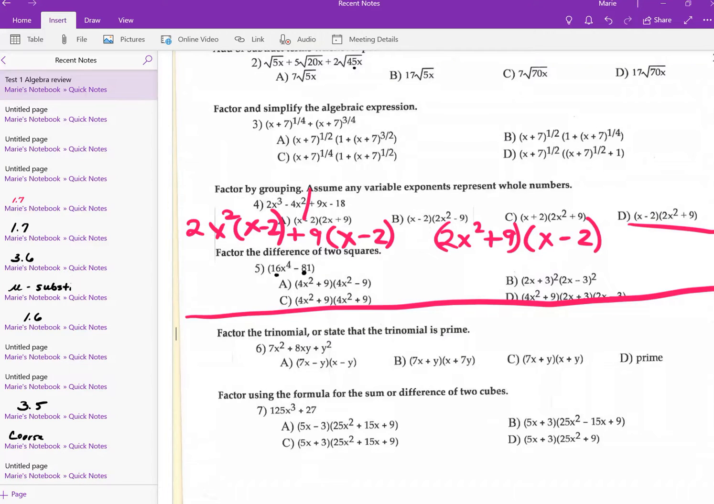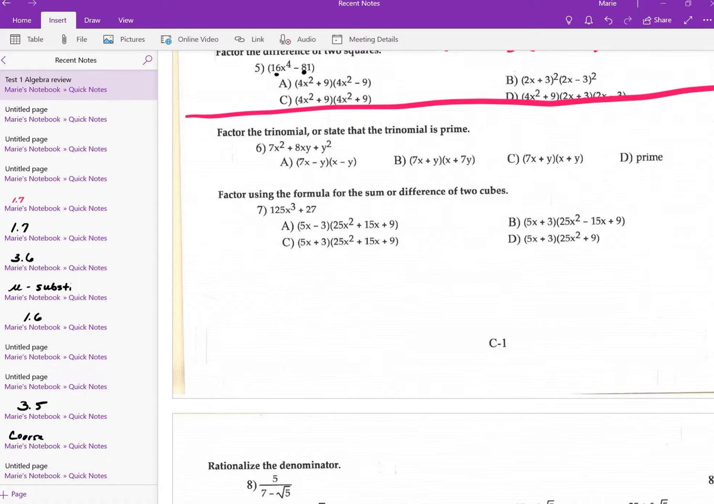Alright, here's part 2 of the review. I figured I'd break it into groups of 5 because I don't know what your attention span is going to be. So for number 6, it says factor the trinomial and or state the trinomial if it's prime.